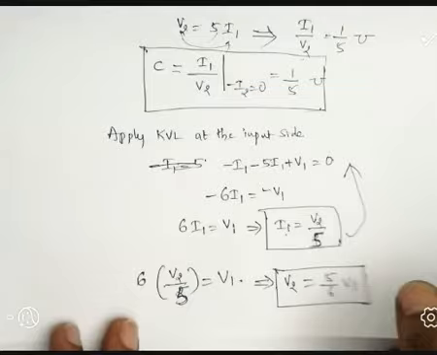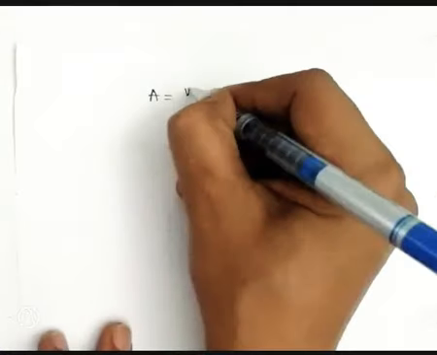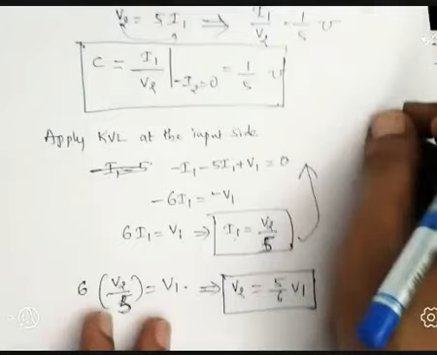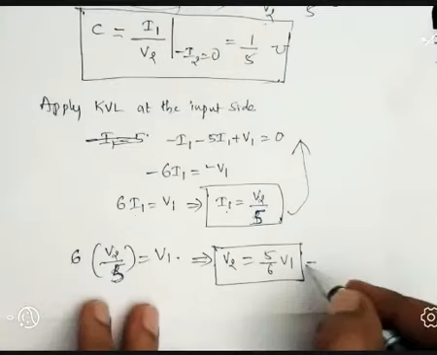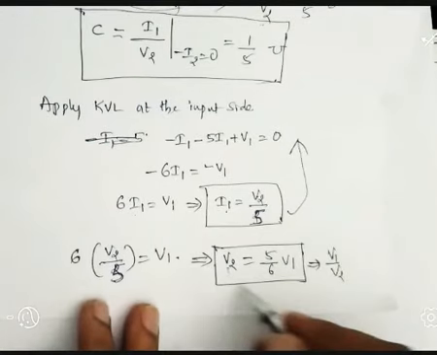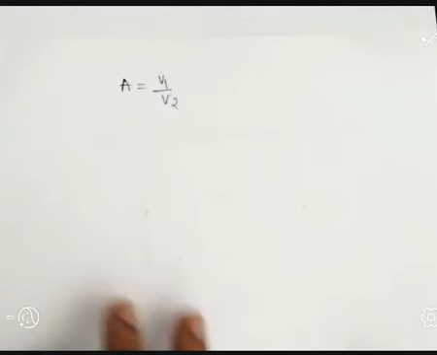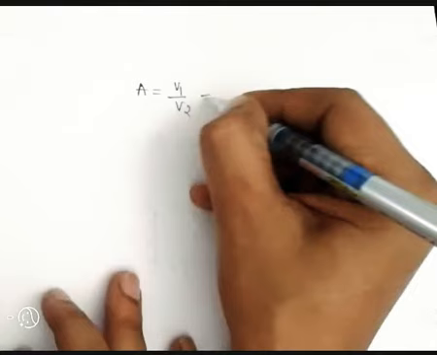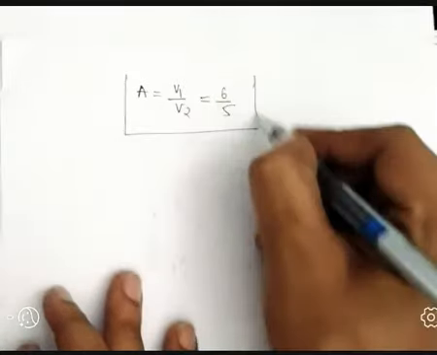Now we know the another parameter A. The parameter A is calculated as the ratio of V1 by V2. Now observe here, we can write this as V1 by V2. Take this V2 this side, this becomes 6 by 5. Hence A equal to V1 by V2 is equal to 6 by 5. So two parameters we calculated. Let's go for second case.